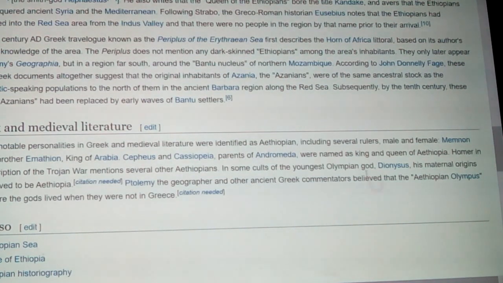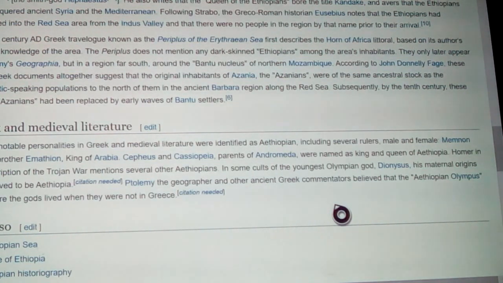There's a few others. Several notable personalities in Greek and medieval literature were also identified as being Ethiopian. Like there actually are gods of the Greeks. I don't know how long you've been with me, people, but the Greek gods were actually gods of the whole area. They weren't from right around this little mountain. In fact, Olympus, I think, is 18, 19 places that they named different mountains Olympus, and you can tell that they moved around a lot. And then, of course, everybody in certain areas had their own Olympus, if you will, or their own special mountain.